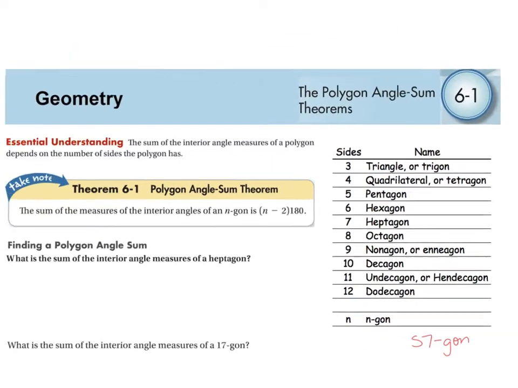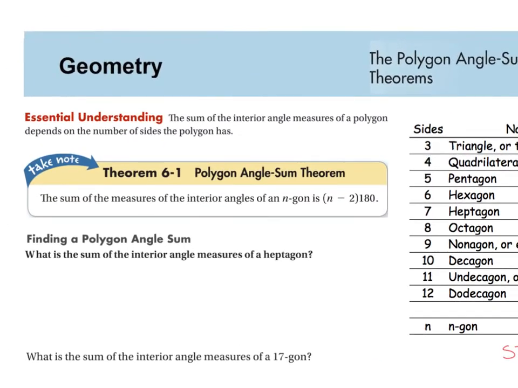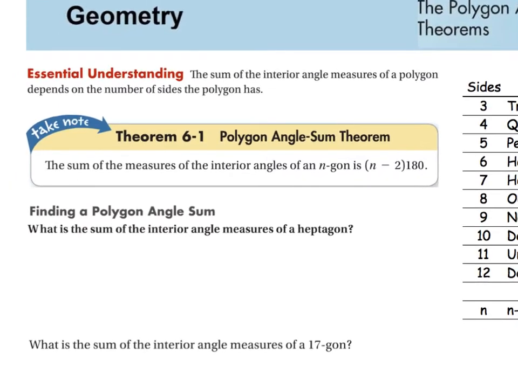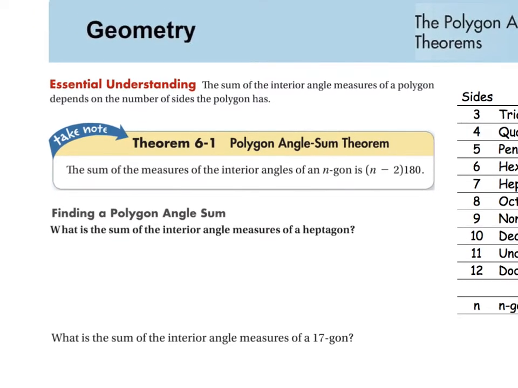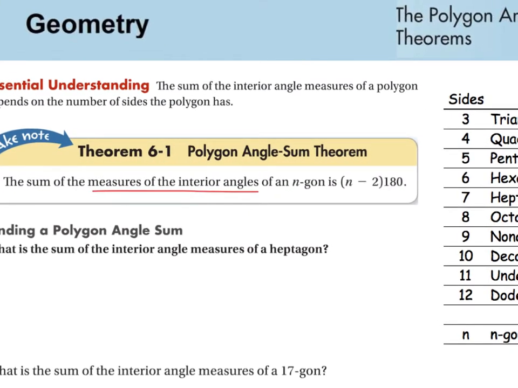Okay, so whenever we're dealing with these polygons, there are 2 theorems we're going to talk about today, and the first one is called the polygon angle sum theorem. So this is the measure of the interior angles. To see what the inside angles all add up to, it would be n minus 2, here's the formula, times 180.